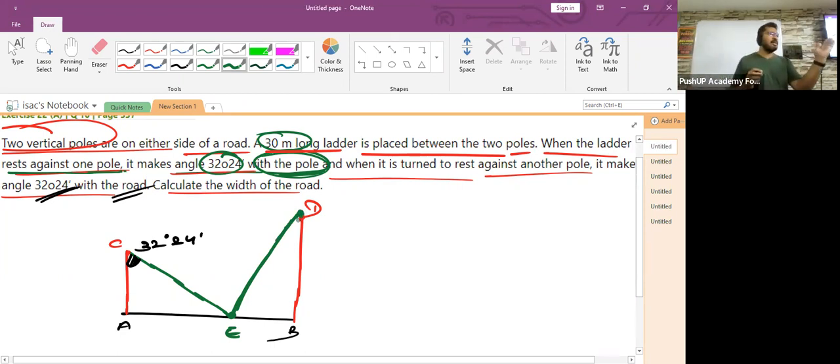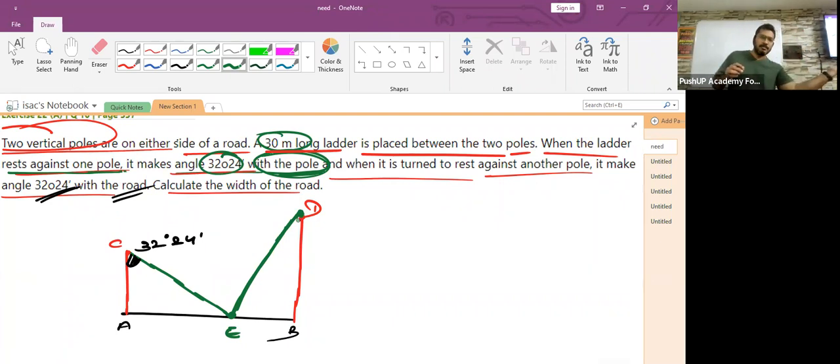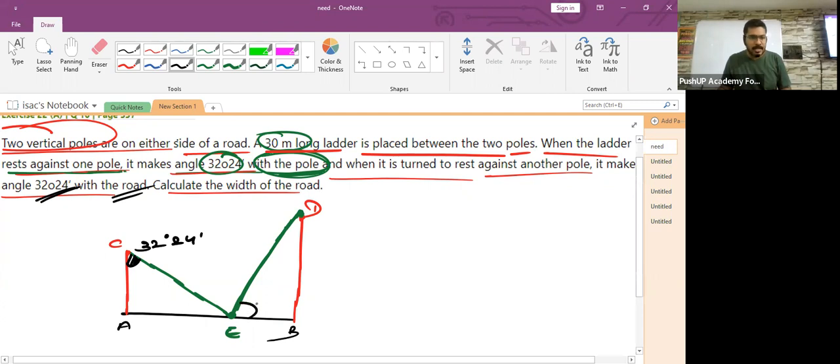The same ladder, children, okay? EC and ED is the same ladder. First time I tilt it towards the first pole, second time I am tilting it towards the second pole. Now, in this scenario, what is the angle formed between the ladder and the road? Where is the road, children? Road is over here, right? Yeah. How much is the angle? 32 degree and 24 minutes.